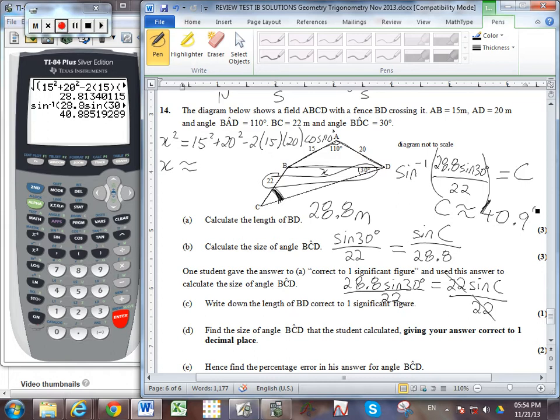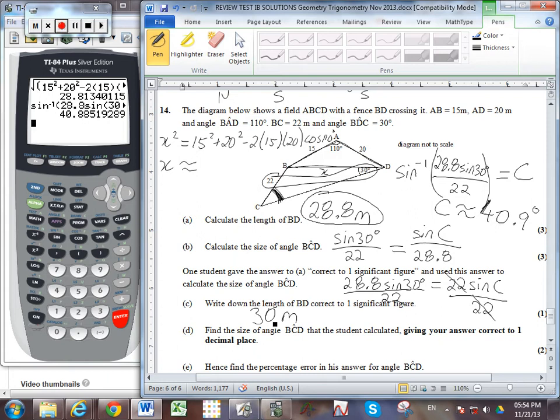Now, one student gave the answer correct to only one significant figure. Write down the length of BD, correct to one significant figure. Oh, yeah, alright. I had 28.8 meters. Now I need to write down the length of BD correct to one significant figure. That will round to 30 meters. So one significant figure, and anything after that first significant figure must be a 0.